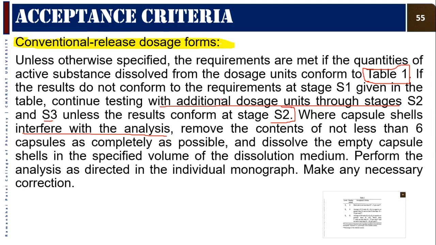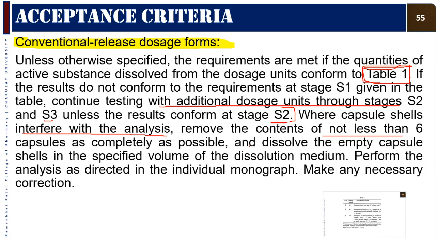In such a case, the statement given in the pharmacopoeia is that we have to remove the content from within the gelatin shell. Again, we are going to see the Table 1 criteria, but we always start with 6 units of any dosage form. So we have to remove the content from not less than 6 capsules, and that content should be added to the dissolution media, and we perform the dissolution test and then calculate the amount dissolved, right?